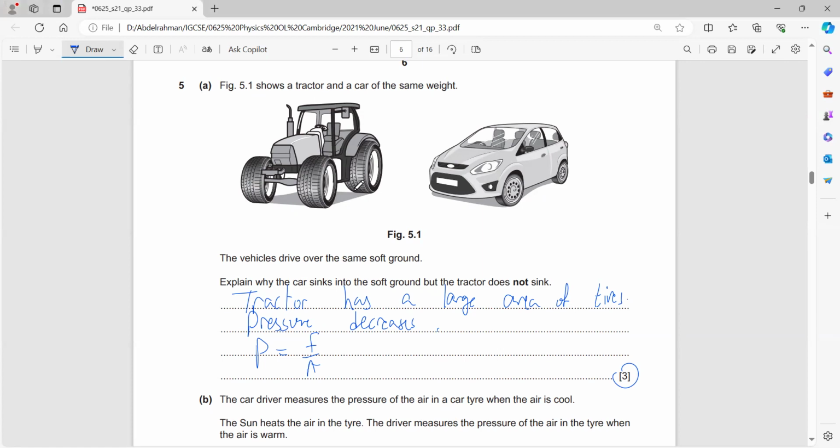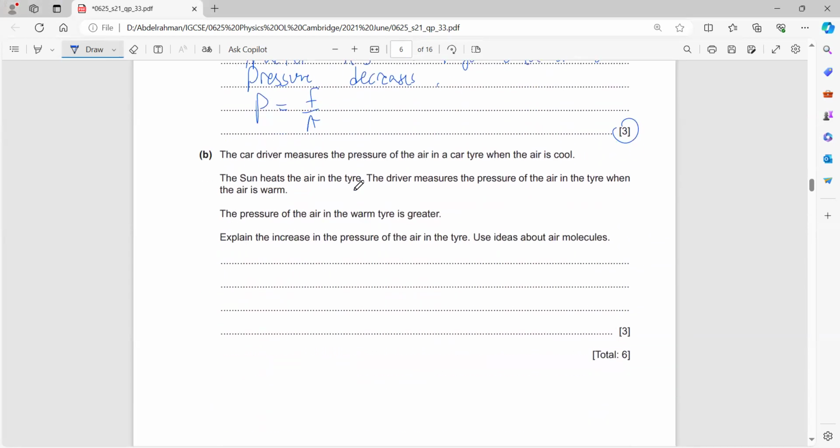Again, the car driver measures the pressure of the air in the tire when the air is cool. The sun heats the air inside the tire. The driver measures the pressure of the air when the air is warm. He finds that the pressure is greater. Explain the increase in the pressure. Why does the pressure increase?